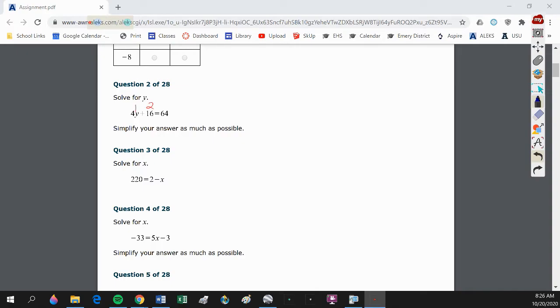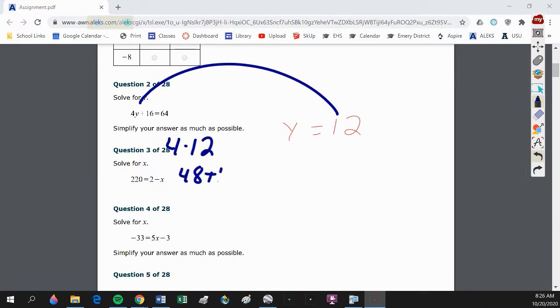To solve the equation, we just go backwards. We undo step number 2 by subtracting 16. And I get 4y equals 48. And then divide by 4. y equals 12. Okay? And there really is no reason why you should ever get one of these wrong, because you can always plug that number in. 4 times 12 is 48, plus 16 is 64. That is a true statement, so we did it correctly.